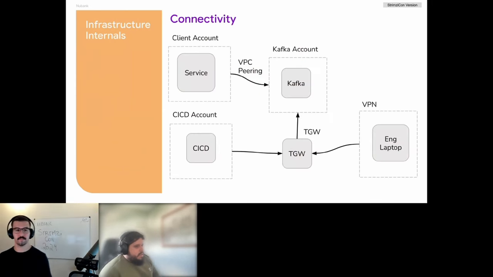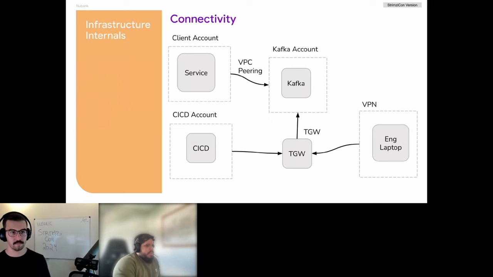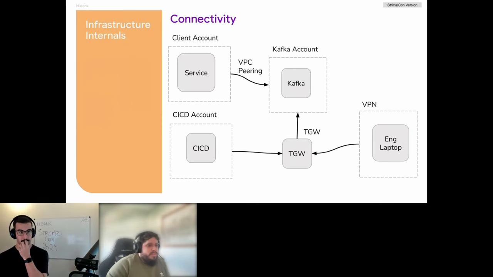And for sure, because of that, we had to deal with some decisions like using VPC peering to connect some of our workloads. We decided to use VPC peering for connections that are high load and sensitive to latency, but for connections that are not so sensitive to latency, we use a transit gateway.